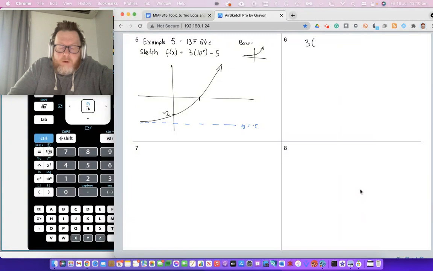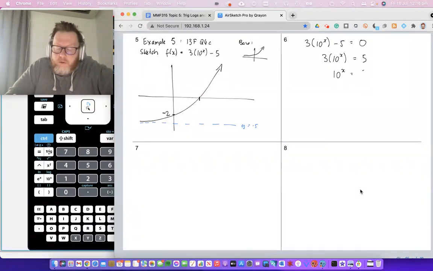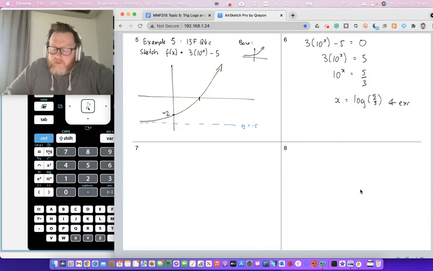So we'll have 3 multiplied by 10 to the power of x minus 5 is equal to 0. Add 5 to both sides, get 3 times 10 to the power of x is equal to 5. Divide by 3 to get 10 to the power of x is equal to 5 over 3. And now we can work out what x is. We can say that x is equal to log base 10 of 5/3, or it's log 5 minus log 3. That's the exact answer, and if you're not given any other information, you could certainly write the x-intercept down as log of 5/3.